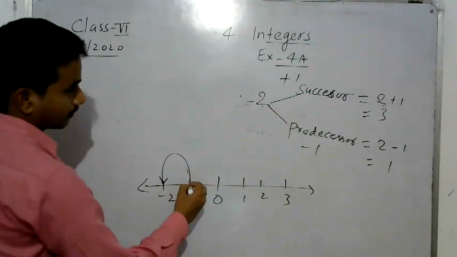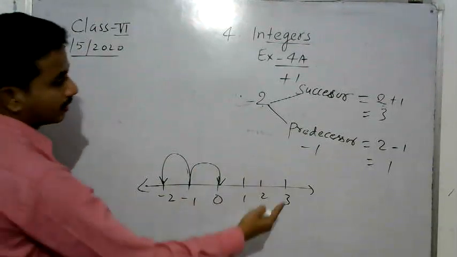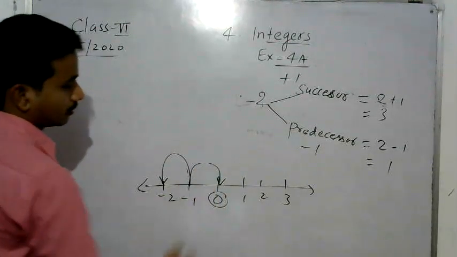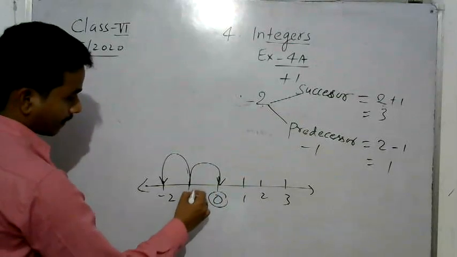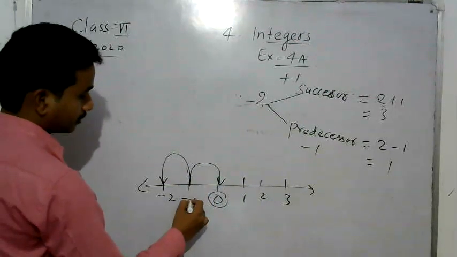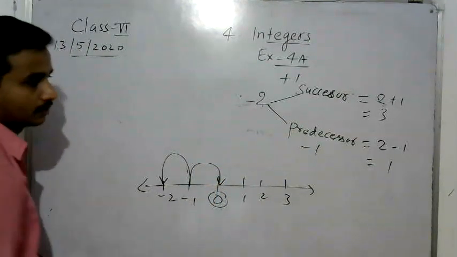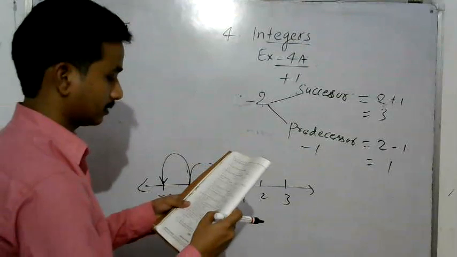And what is the successor? Successor is move one step in the right direction. So what do you get? 0. So the successor of minus 1 is 0 and predecessor is minus 2. In this way you will find the successor and predecessor.